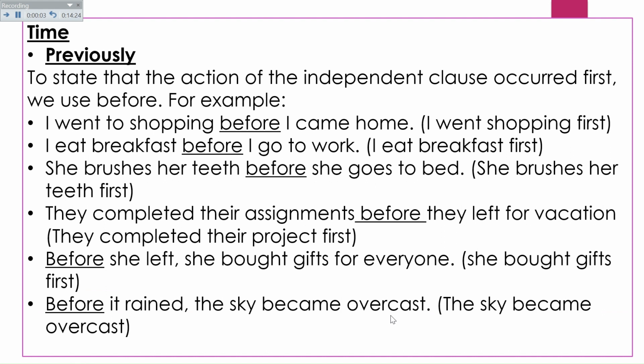Previously. So what do we use for previously in time? To state that the action of the independent clause occurred first, we use before. For example, I went shopping before I came home. It means I went shopping first. I eat breakfast before I go to work. It means I eat breakfast first.